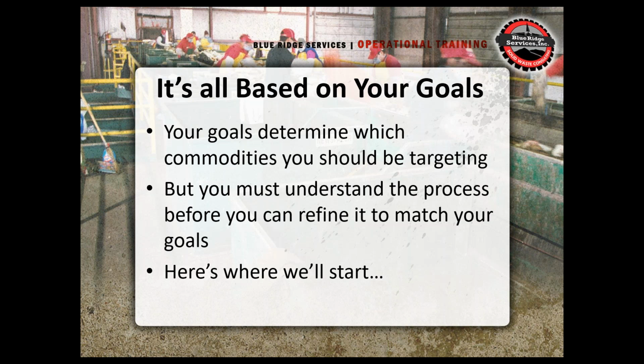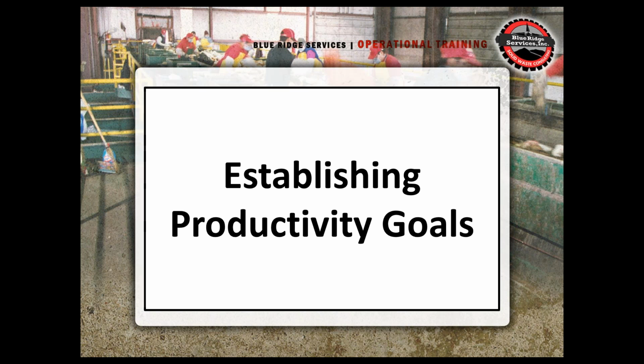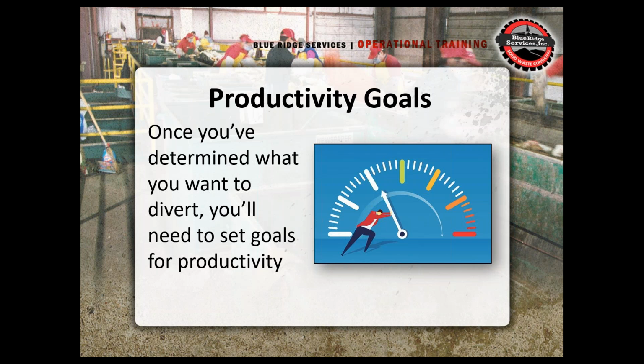Here's where we're going to start in this process of defining that. We're going to look at productivity goals. Once you've identified specifically what it is you're trying to divert, you need to set goals for productivity. So let's suppose that you've conducted a waste stream characterization of material in your community, and you've come up with the classic pie chart, and it tells you how much plastic and how much aluminum and how much wood and how much different types of materials are there, and you need to go after those.